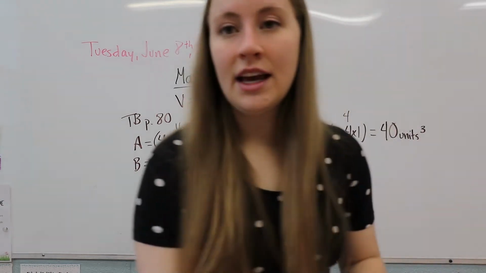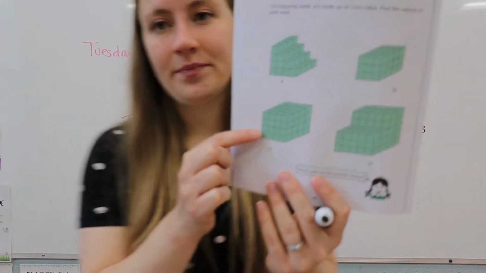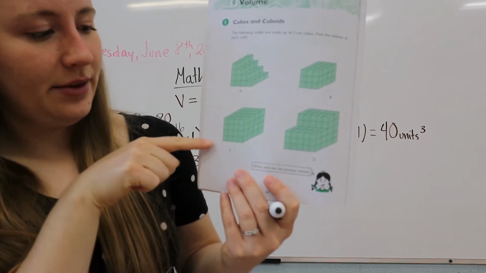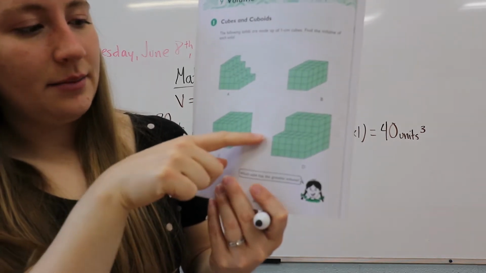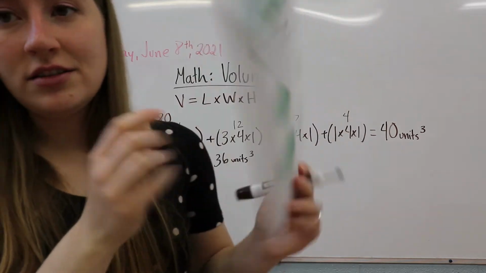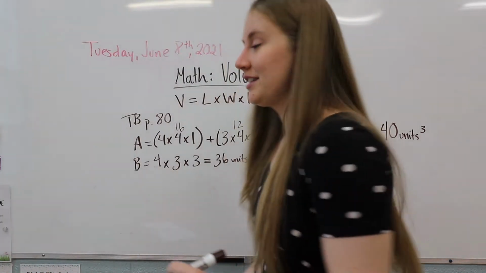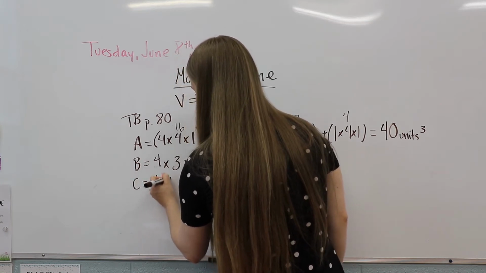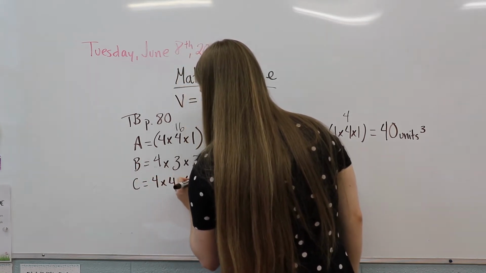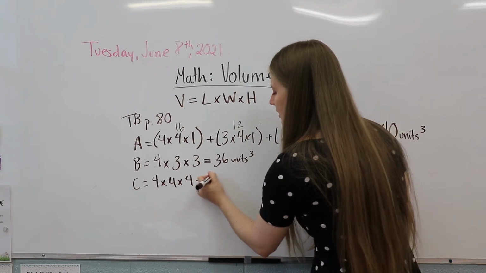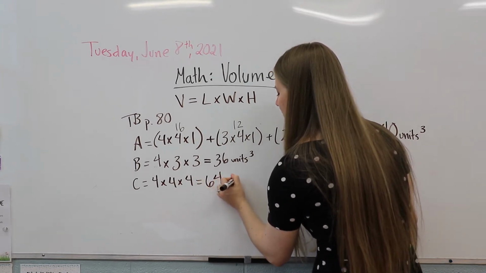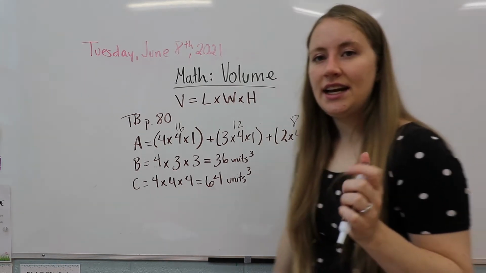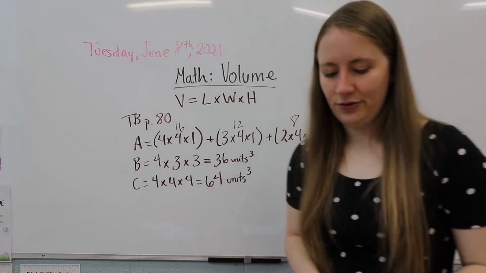Okay. So now let's look at C. Okay, and so again, we see the front face and the side face, and we have 4 times 4, and then the height is also 4. So this is actually a perfect cube. So 4 times 4 times 4 equals 64, okay? Because 4 times 4 is 16, and then 16 times 4 is 64.